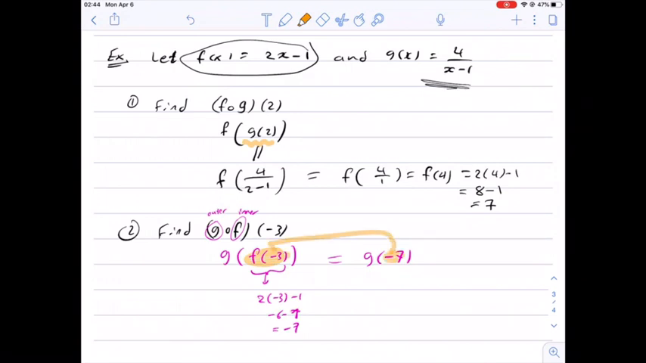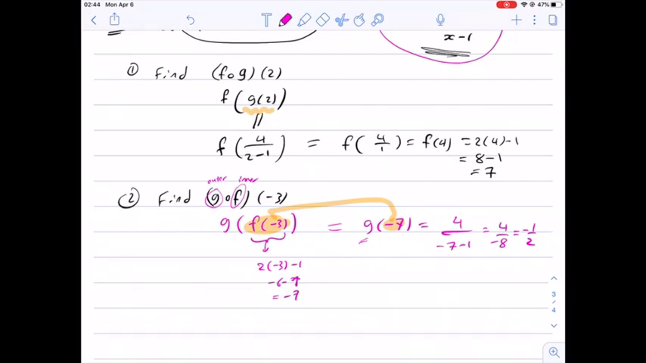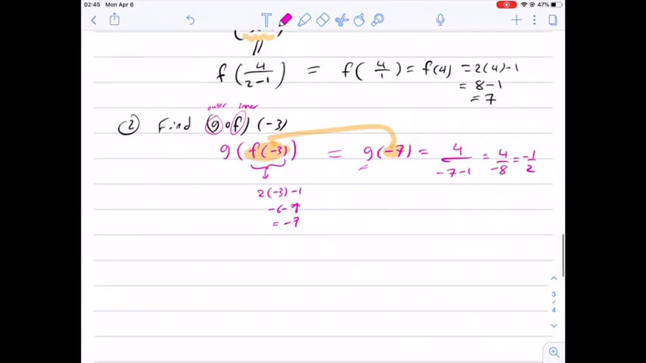This expression is equal to negative 7. So now g of negative 7, we need to substitute into the function g. So we have 4 over negative 7 minus 1, and that's 4 over negative 8, which equals negative 1/2.